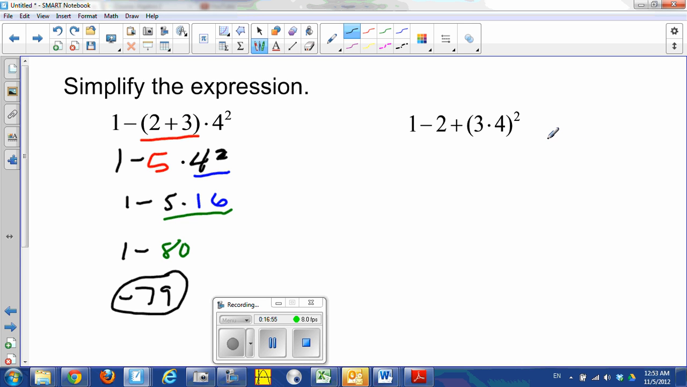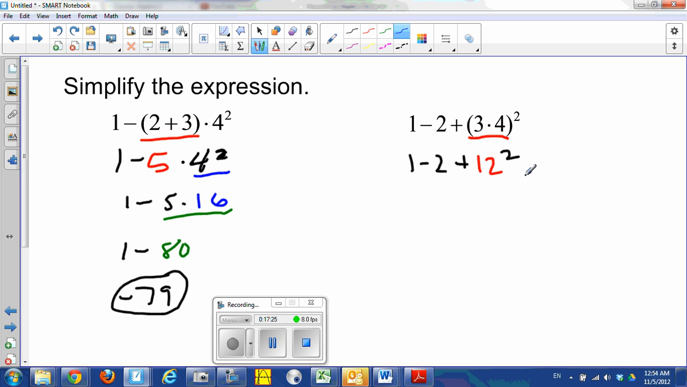I also recommend that you pause and try this one and then see if you got it right. First, we take care of this grouping here. The multiplication has been grouped. So we have 1 minus 2 plus 3 times 4 is 12 squared.